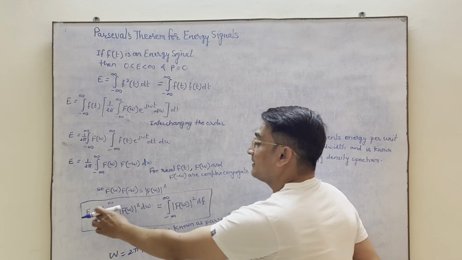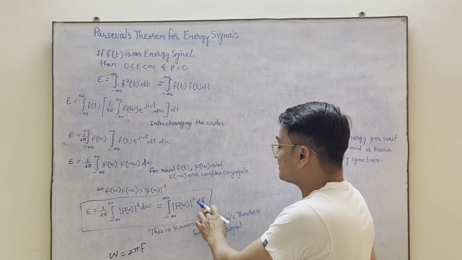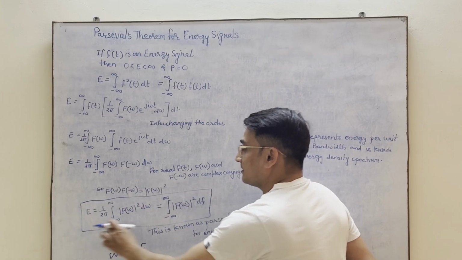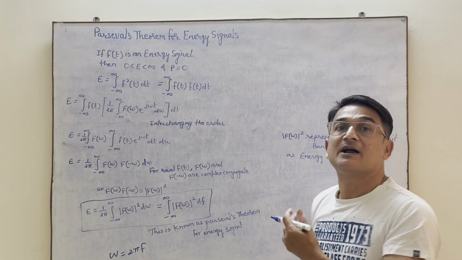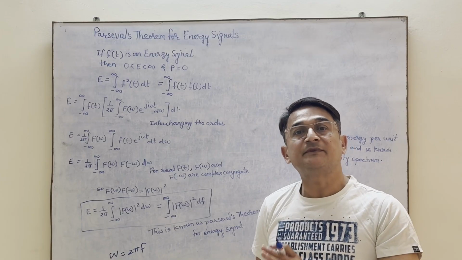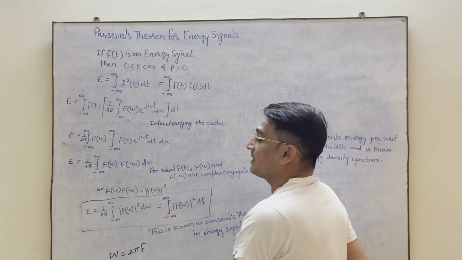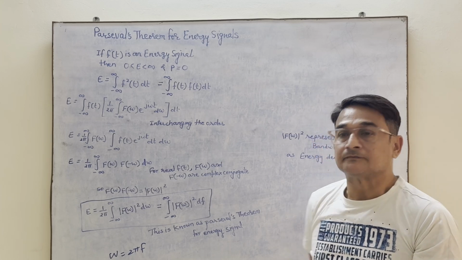So you can also write E is equal to the integral from minus infinity to infinity of mod F(omega) square df. This equation is known as Parseval's theorem for energy signal. Suppose in the exam they ask, explain Parseval's theorem for energy signal. This much you have to explain.